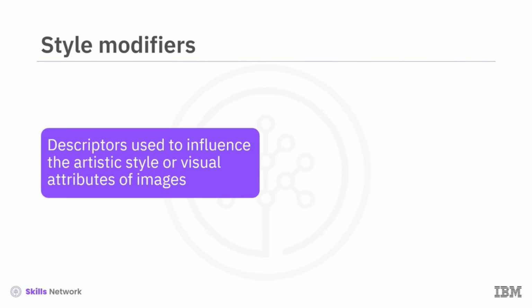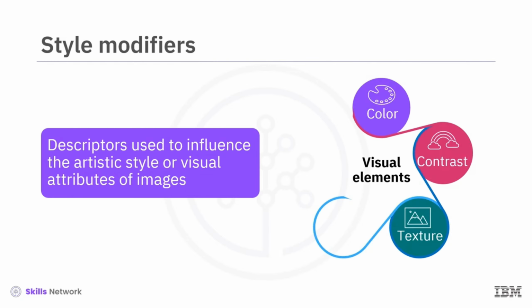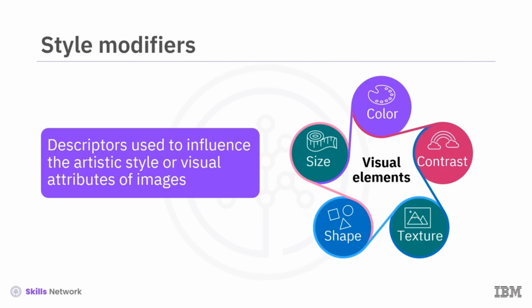Style modifiers are descriptors used to influence the artistic style or visual attributes of images produced by generative AI models. These descriptors can help the model produce graphics with innovative style while conforming to the structure and content of the input prompt. You can modify the various visual elements of an image like color, contrast, texture, shape, and size, and generate output that is aesthetically appealing and visually pleasing.